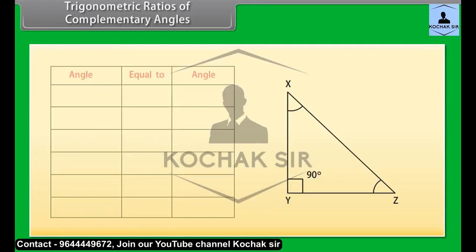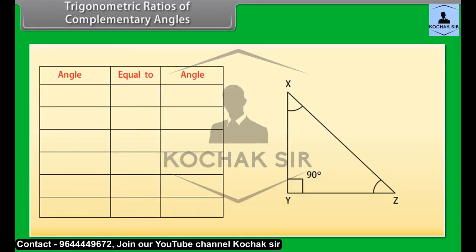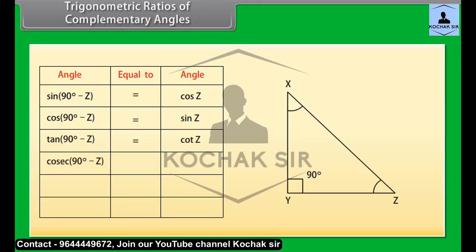Let us first compile our observation and then use it to solve questions. Sin (90 degrees minus Z) is equal to cos Z. Cos (90 degrees minus Z) is equal to sin Z. Tan (90 degrees minus Z) is equal to cot Z. Cosec (90 degrees minus Z) is equal to sec Z. Sec (90 degrees minus Z) is equal to cosec Z. Cot (90 degrees minus Z) is equal to tan Z.